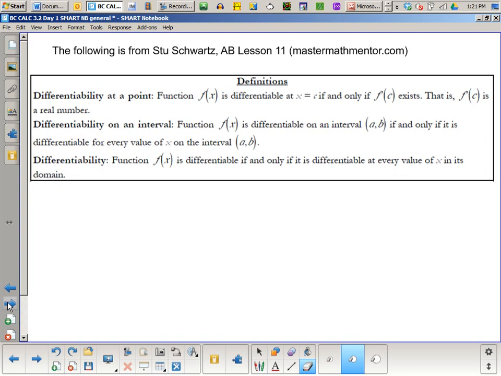This is something I'll post on Edmodo, but it's basically a definition from that Master Math Mentor guy. You guys remember when you did the Are You Ready for Calculus thing? Yeah, he has some really good stuff. But he basically has a definition for differentiability at a point, differentiability for an interval, and differentiability for a function in general.